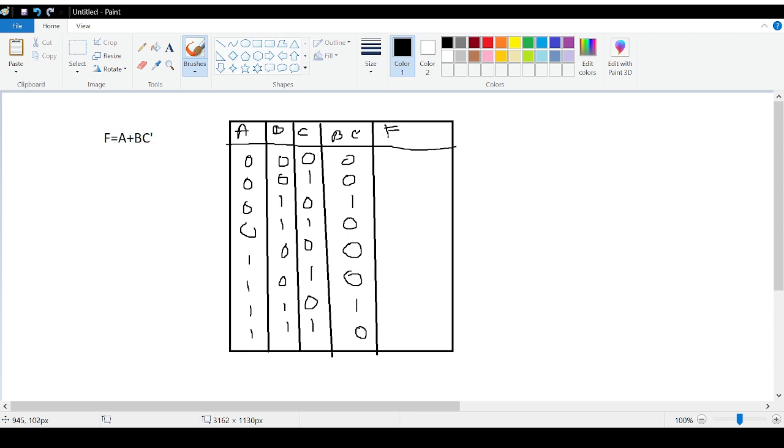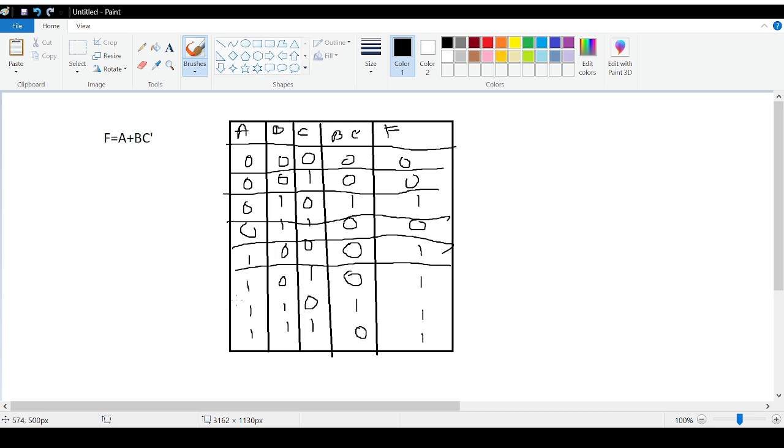Alright, now F is going to be A plus this column. So 0 or 0 is 0. Here it's going to be 0, 1, 0, 1, 1, 1, 1. Is this correct? Did everybody get this? Yes, miss. Okay, make sure you have the rows drawn properly. Mine looks very crooked.